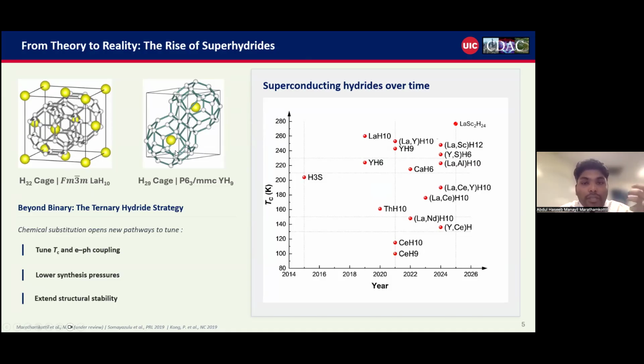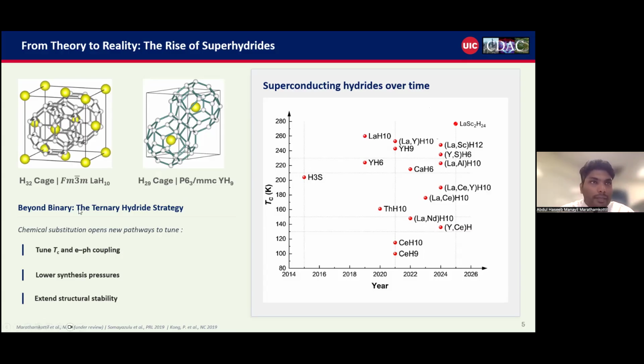On the right, the H29 cage of hexagonal P63/mmc YH9, a slightly different geometry with a Tc of 243 Kelvin at 201 GPa. These two structures represent two endpoints of design space. LaH10 gives the highest Tc but requires nearly 200 GPa, and YH10 is theoretically predicted to reach about 300 Kelvin but has never been realized experimentally till now, partially because it requires even higher pressures. And both binary systems have no tuning knobs. You get what you get from the chemistry.